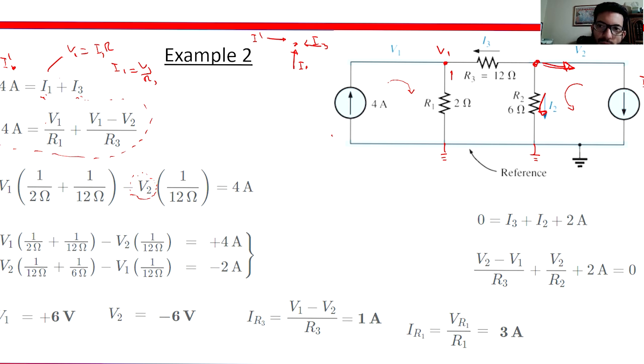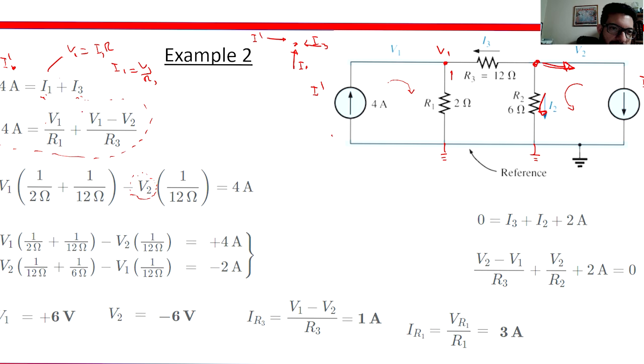Let's call this I prime prime since this is I prime. So I3 plus I2 plus 2 amps equals 0. So let's build this equation. I3 is going to be V2 minus V1, since it's not V1 minus V2.